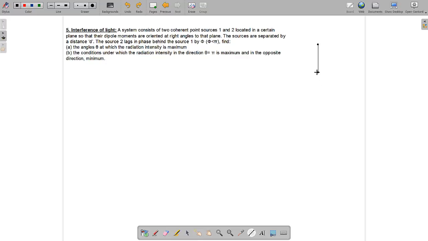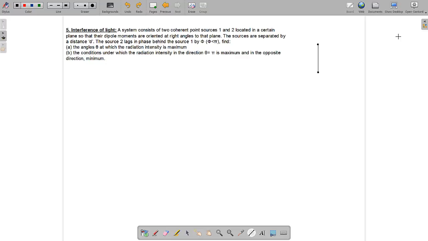Now, source 2 lags in phase behind source 1 by phi. This is source 1 and this is source 2. Source 2 lags by a phase phi behind source 1, and we have to find the angles theta at which the radiation intensity is maximum.